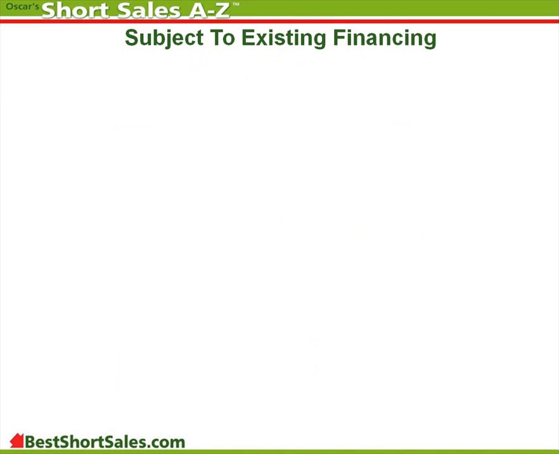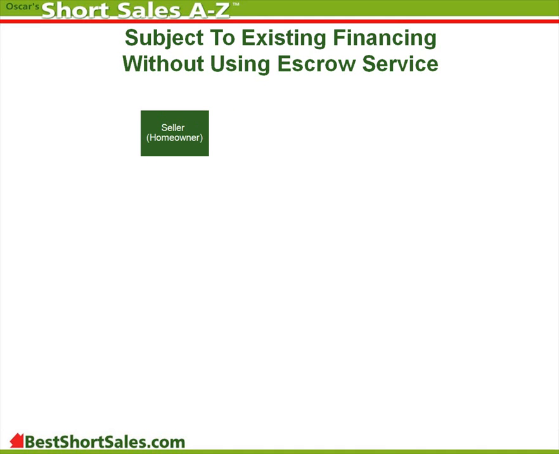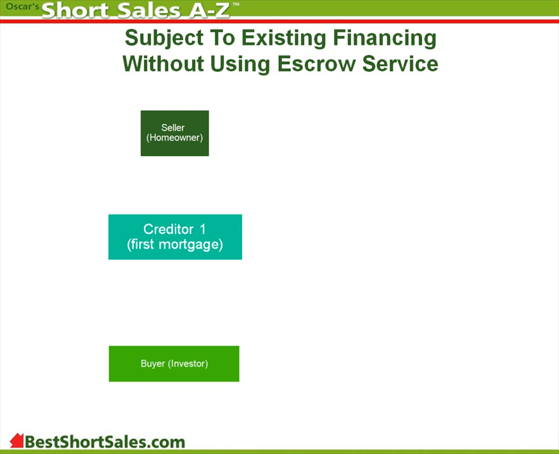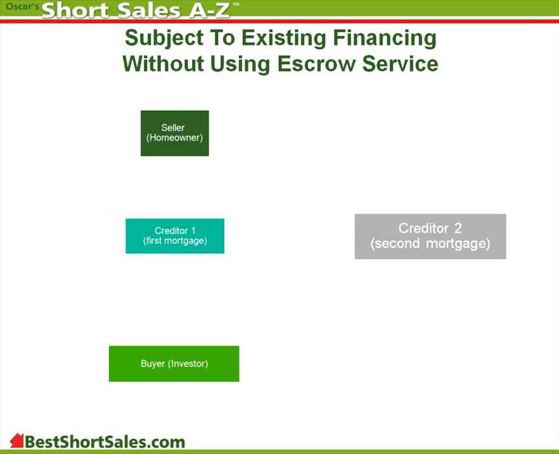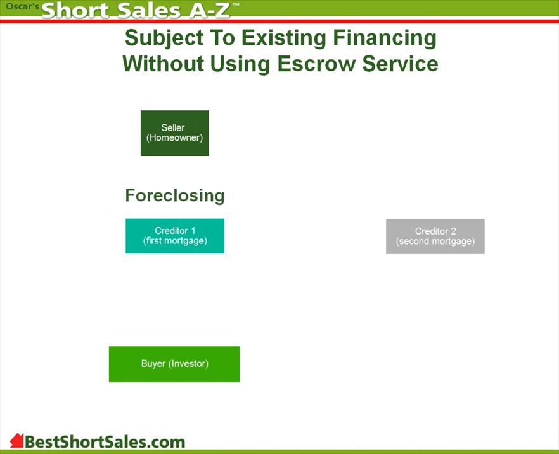Closing subject to existing financing without using an escrow service. The seller is a homeowner. The buyer is an investor. Regular homeowners don't buy this way either. For this kind of transaction to work, there has to be a first mortgage and a second mortgage. The first mortgage needs to be the one for closing. This is difficult to do with more creditors.